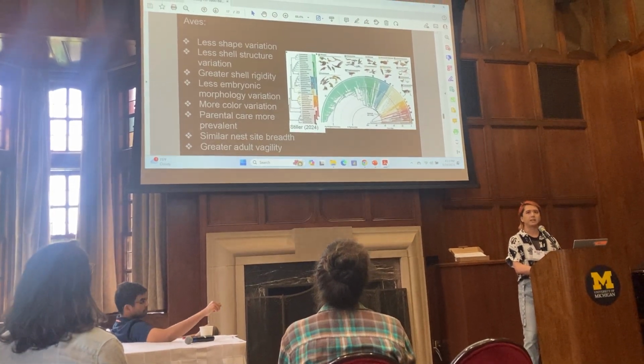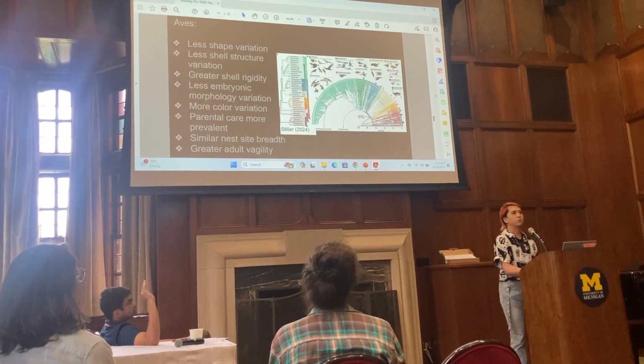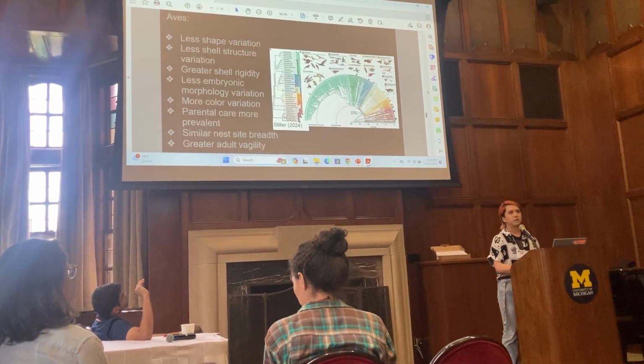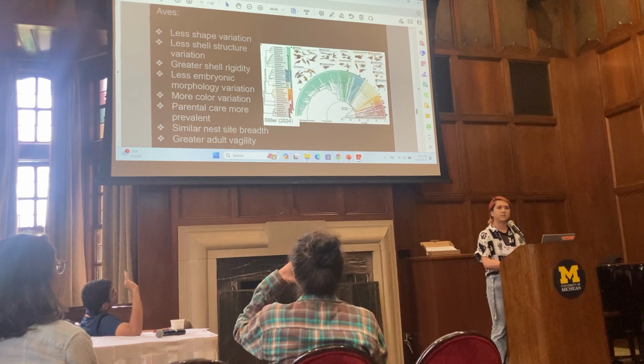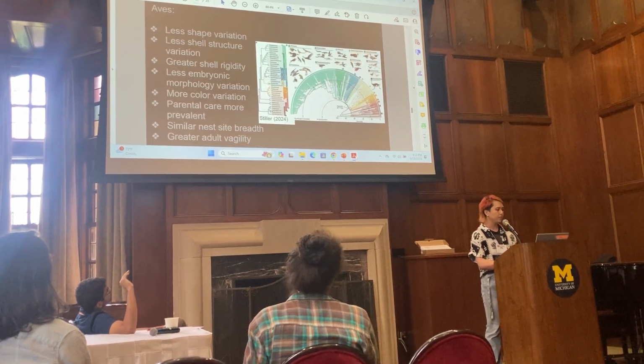Parental care is also much more prevalent in non-avian reptiles. It's just the egg against the world. So there's a little bit more selective pressure on that egg to be able to survive without that additional element of protection that comes from the parent.